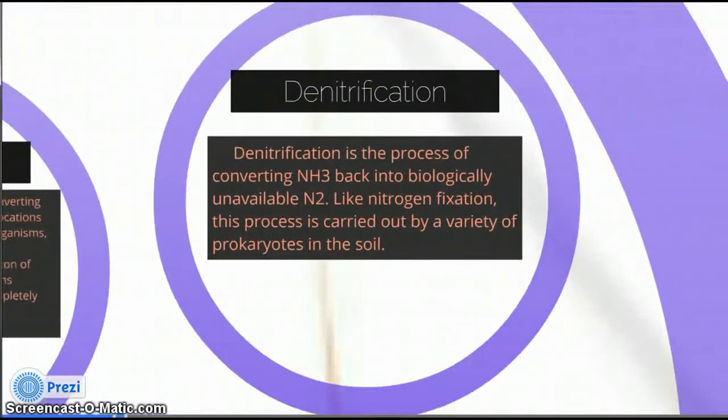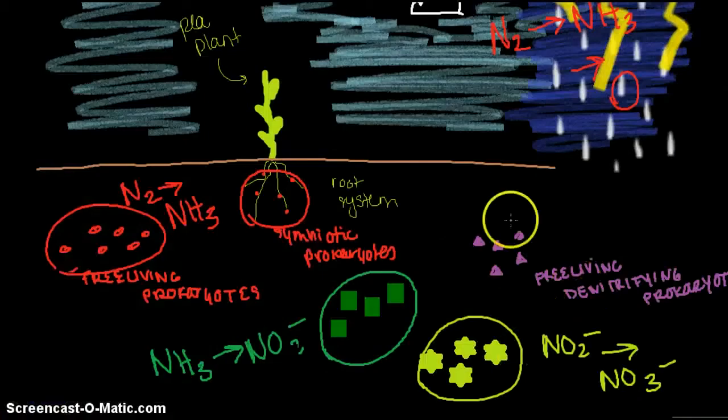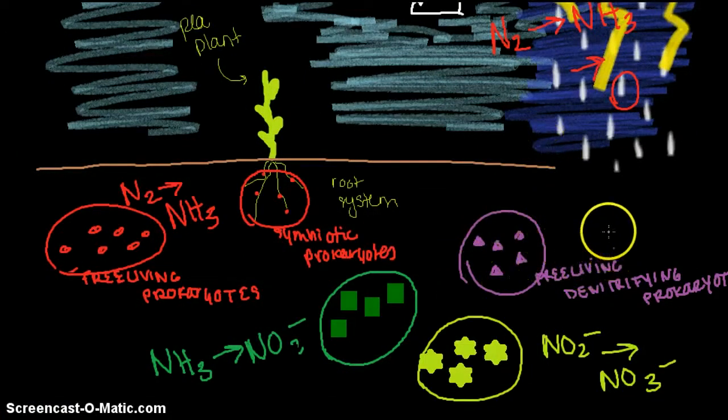Now the last step of the nitrogen cycle is denitrification, and it's the process of converting NH3, NO2, and NO3- back into unavailable N2. So I'm just going to draw that out here for you. It's done in the soil like the last two processes by these free-living denitrifying prokaryotes. I'm just going to draw one of them out, converting NH3 back to N2.